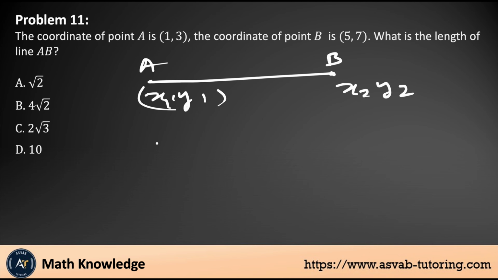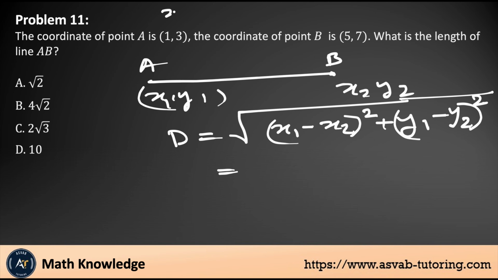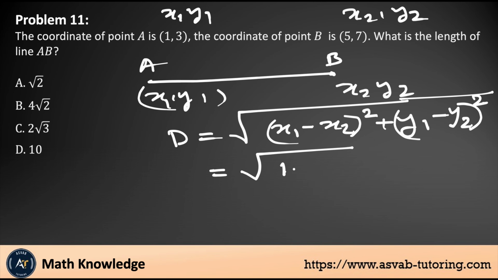So then what you have to do, you have to find the distance, and then you have to use the formula. It is called x1 minus x2 square plus y1 minus y2 square and the whole square root. So now plug the value in here. You could write this one is x1 y1 x2 y2. So you just plug the value, that gives you 1 minus 5 square plus 3 minus 7 squared.